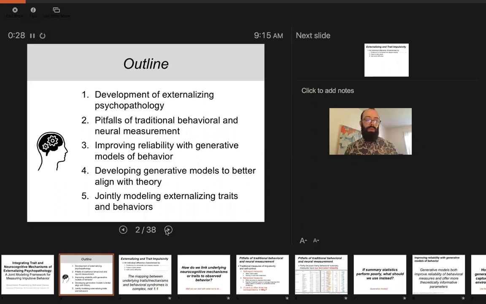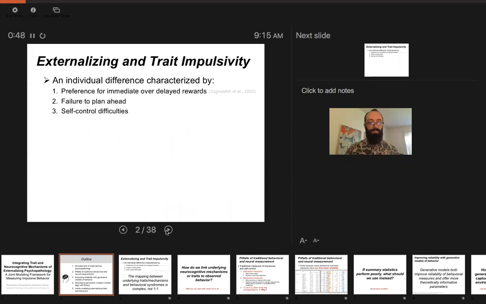And then I'll talk about the typical ways that we might measure impulsive or externalizing psychopathology in the lab, and the problems that are associated with those approaches. And then 3, 4, and 5 here are essentially just building off of the traditional approaches and proposing a different way to approach those problems that I think does a better job of answering the questions that we have.